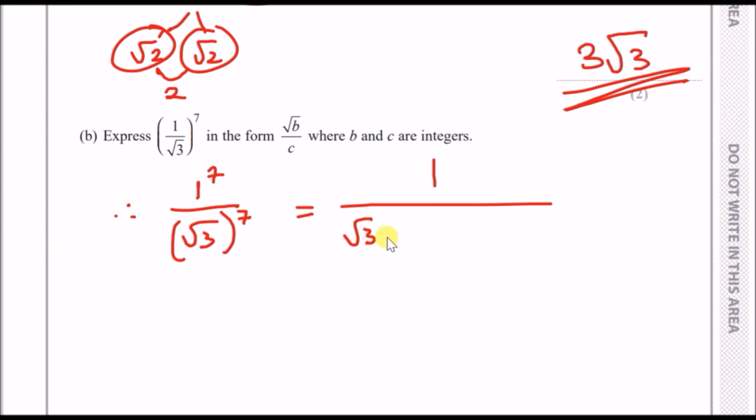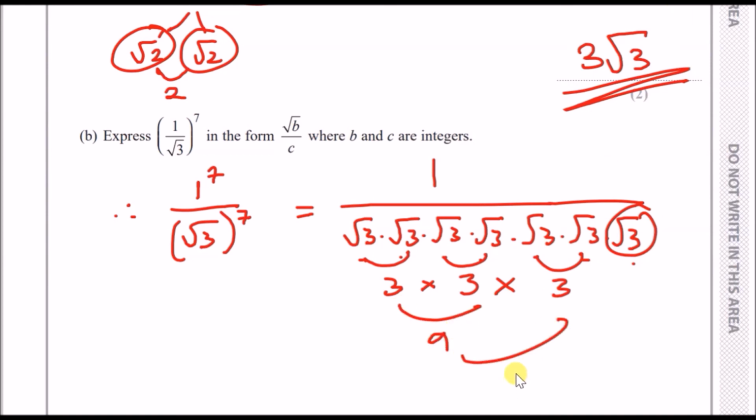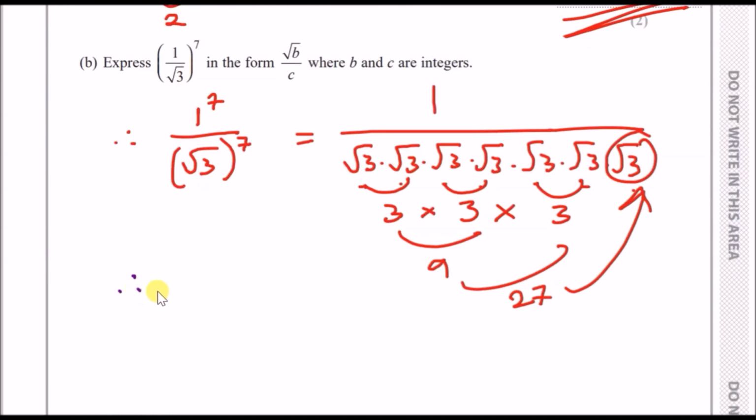Well, 1 times itself is 1, whereas the root 3 would be root 3 times root 3 times root 3. I'm just going to use a dot so it doesn't look kind of messy. You should get 7 of them. Now all you guys have to do is collect the root 3's, yeah? So for every 2 root 3's you get a whole 3, so a whole 3, and a whole 3. And then if you times together 3 times 3 times 3, well, the first 3 times 3 is 9, and then 9 times 3 is 27, okay? And then finally, collect them all together, you're going to have 1 over 27 root 3.